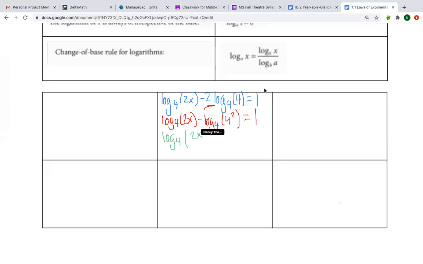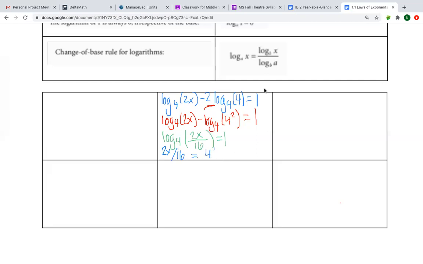So I will have 2x divided by 4 squared, which I'm going to go ahead and simplify to be 16, is equal to 1. And then here, since I have log base 4, the only way to simplify that, the inverse operation, is to convert this to an exponent. So I'm going to use that first formula with exponent to logarithm. And so then my next expression would be 2x divided by 16 is equal to 4 to the first power.